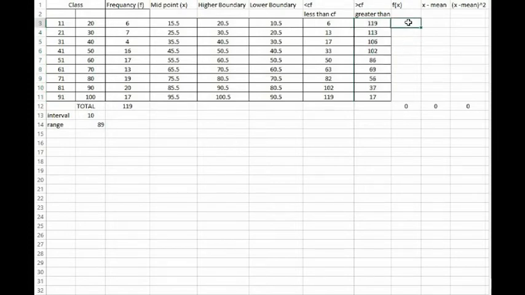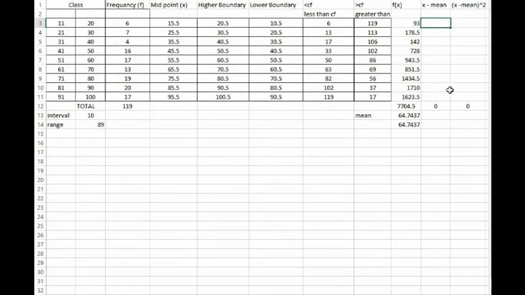Now, for F times X, kailangan lang natin si F times na midpoint hanggang sa baba. Ngayon, pwede natin kunin si mean. So, for the mean, we have the total of f of x divided by 119. So, we have 64.7437 na kung saan i-rate ko siya dito. So, meron tayo ngayong mean na 64.7437 para isusubtract natin siya dito sa x minus mean.